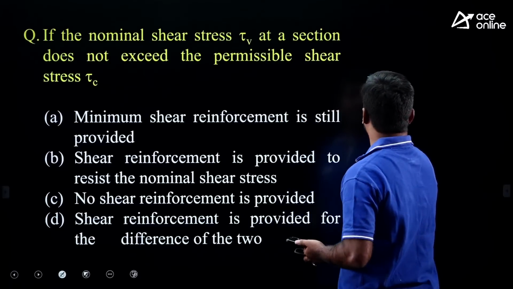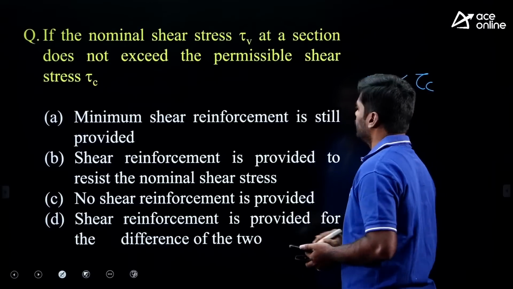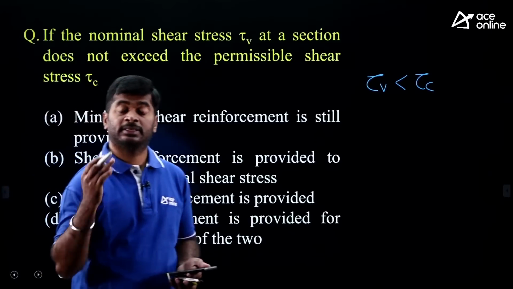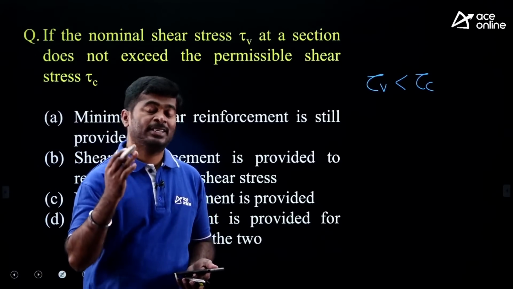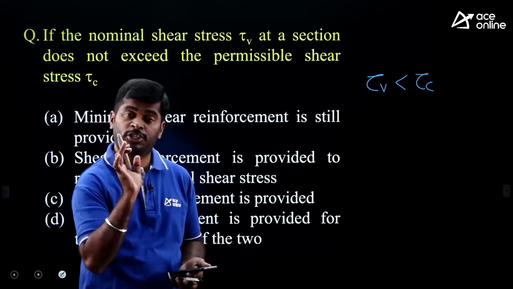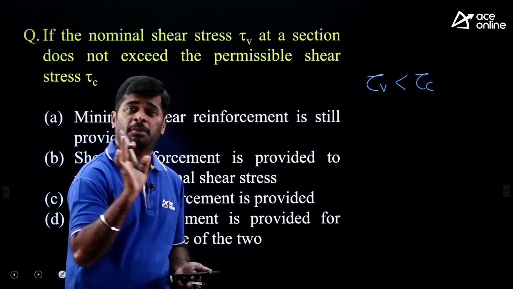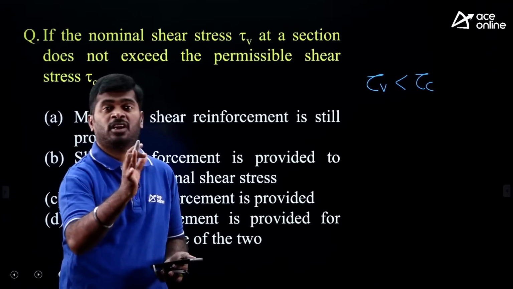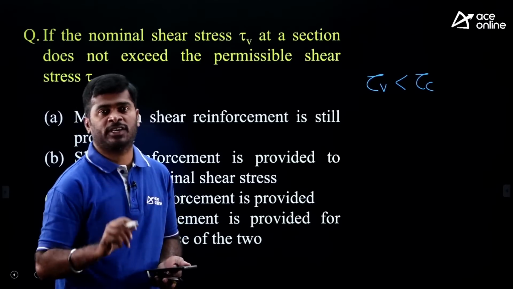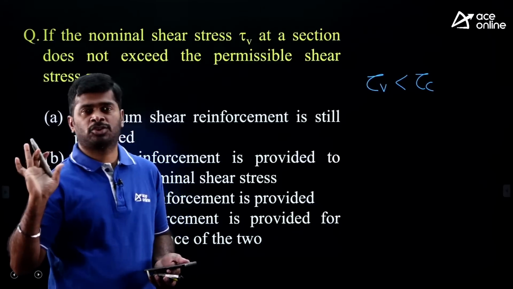Here they have given that tau V is less than tau C. Then what to do? My dear, when tau V is less than tau C, the section is safe from shear point of view. Though it is safe, still we have to provide minimum shear reinforcement, which is to keep the main steel in position, to take care of secondary effects, to increase the ductility of the beam, and to confine the concrete. For these reasons, we have to maintain still minimum shear reinforcement.